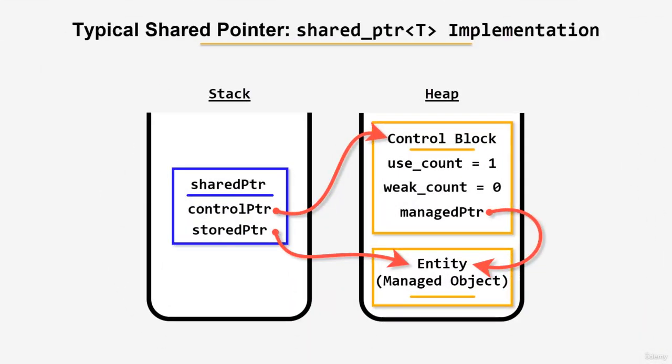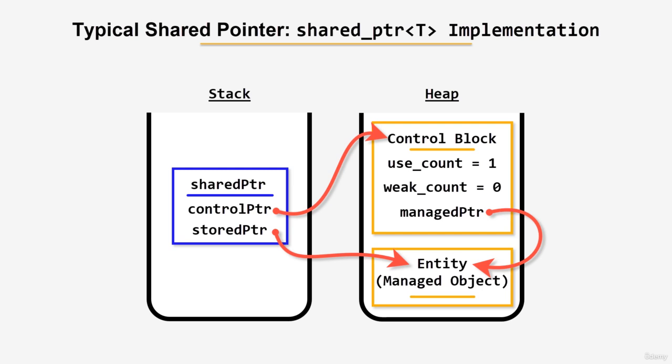In this lecture, I want to discuss on a high level the technicalities or details surrounding the typical implementation of the shared pointer. I'll introduce the control block, which keeps track of the reference count, and I'll talk a bit about the weak pointer implementation as well. Okay, this is an example of the typical implementation of a shared pointer.